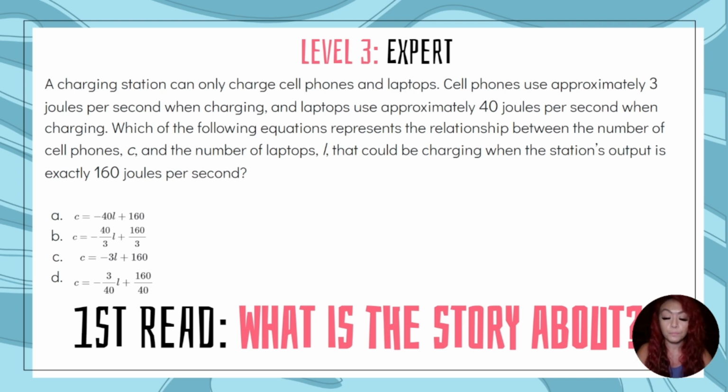So first read. A charging station can only charge cell phones and laptops. Cell phones use approximately 3 joules per second when charging, and laptops use approximately 40 joules per second when charging. Which of the following equations represents the relationship between the number of cell phones C and the number of laptops L that could be charging when the station's output is exactly 160 joules per second? What is the story about?